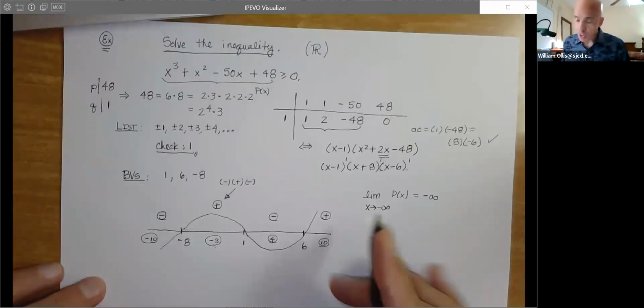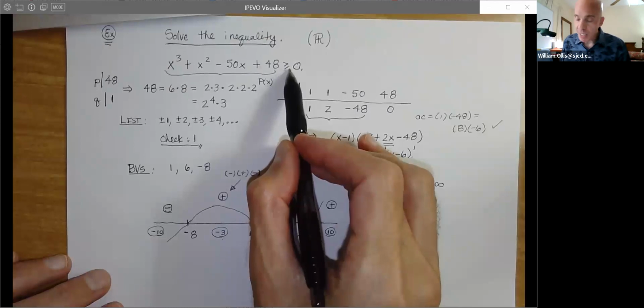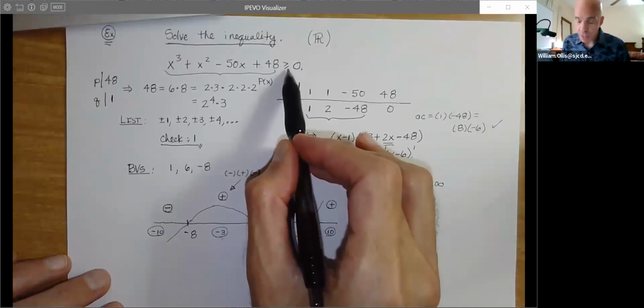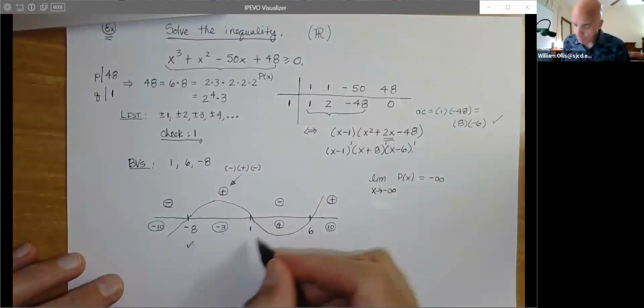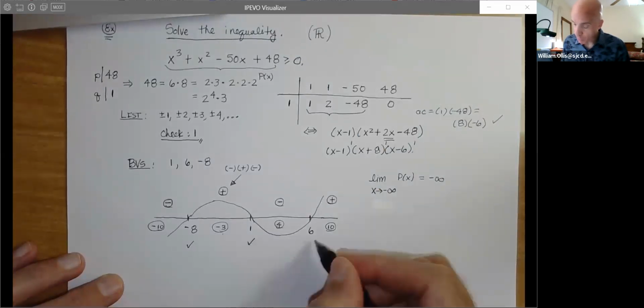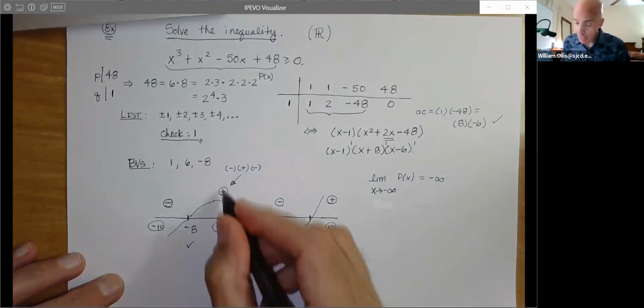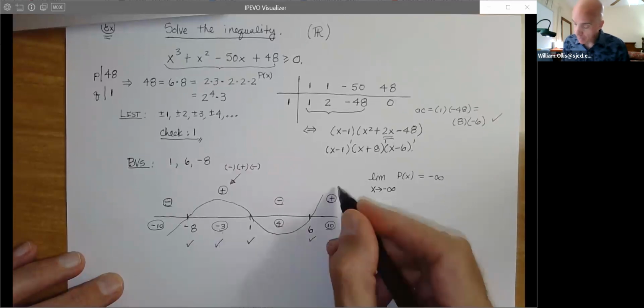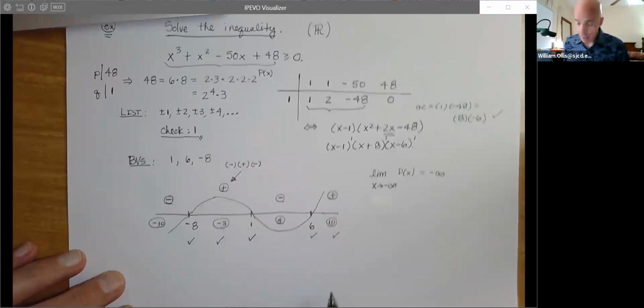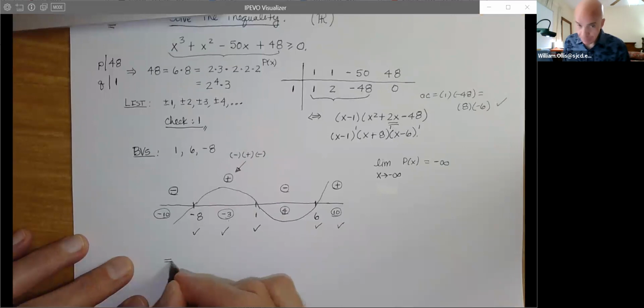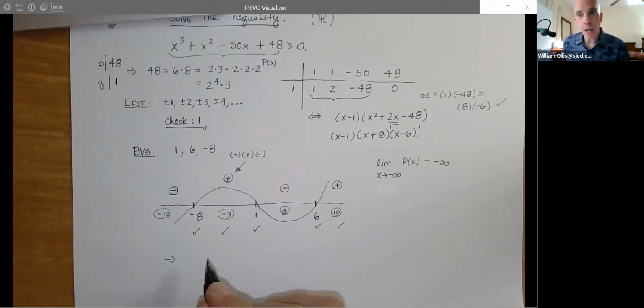Now, when we go back to the top here, we see that we either need plus or equal to 0. So these all get pluses, or excuse me, all checks, because they give us equal to 0. And then, of course, the plus here is good, and the plus here is good. So now WebAssign will say, okay, write your solution set in interval notation.